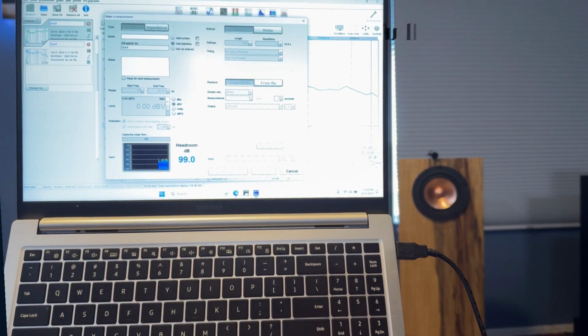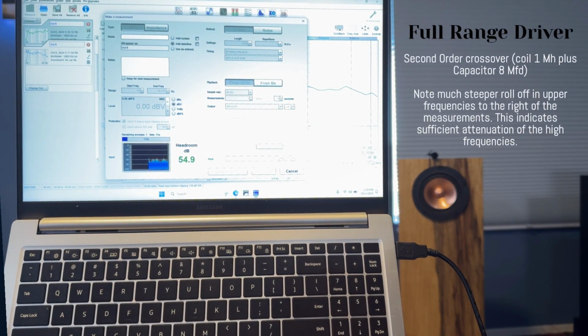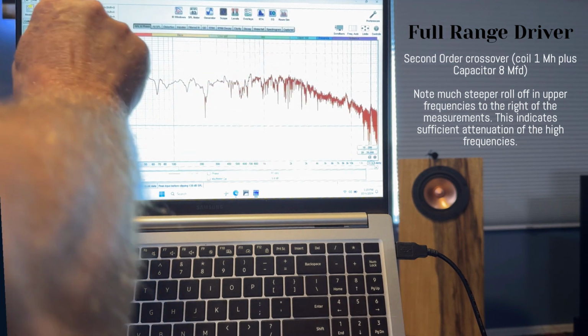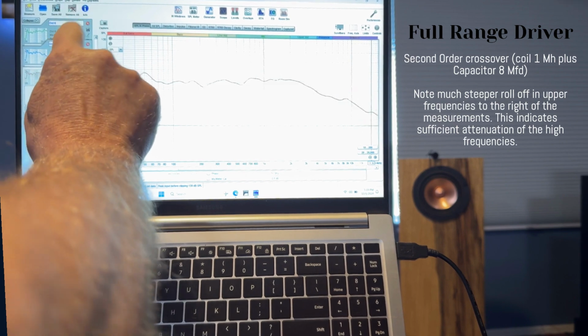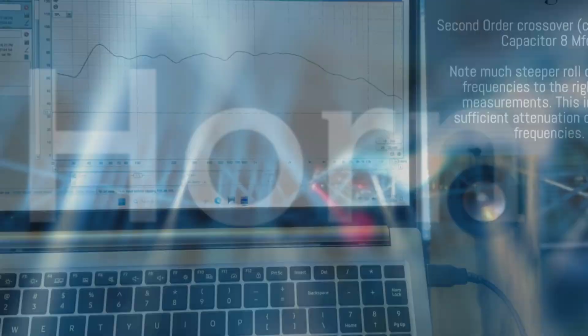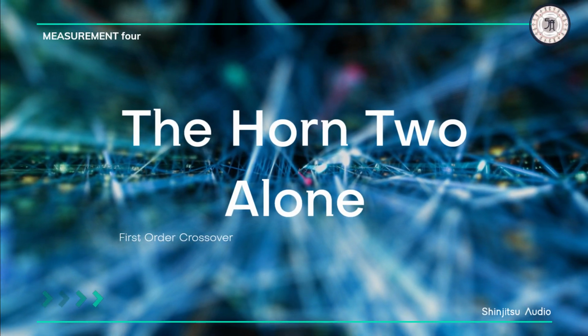In measurement number 3, we're using a full range driver with a second order crossover. Note that on a second order crossover, you're using a coil and a capacitor to roll the frequency band off a little bit faster. That provides a good response in that we have sufficient roll off to add the horn without undue interference. Also notice that the peaks are much lower in frequency off to the right.